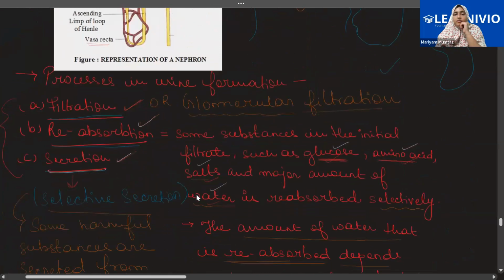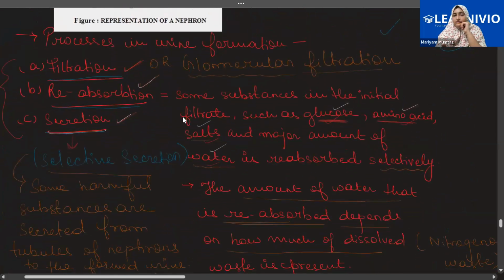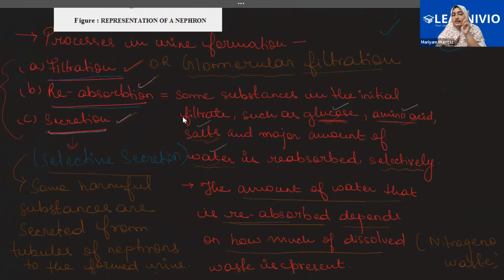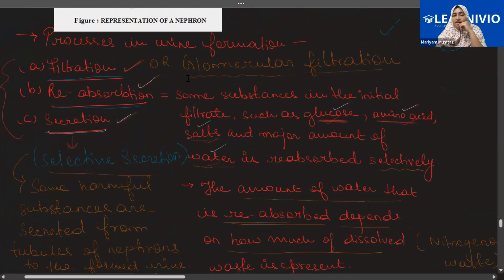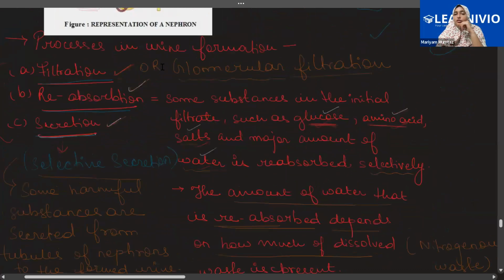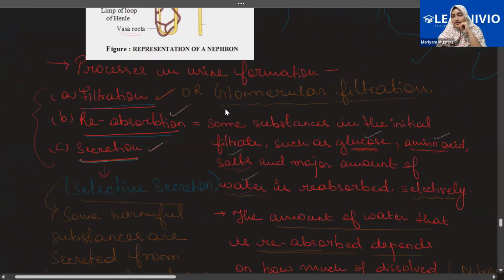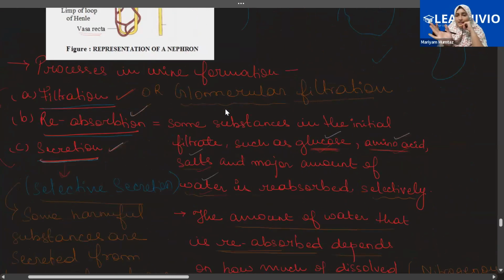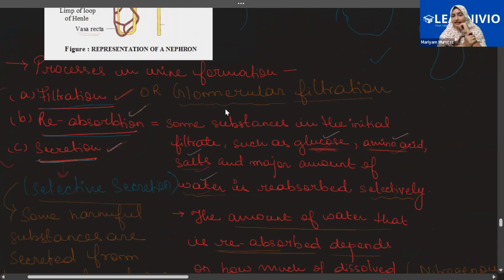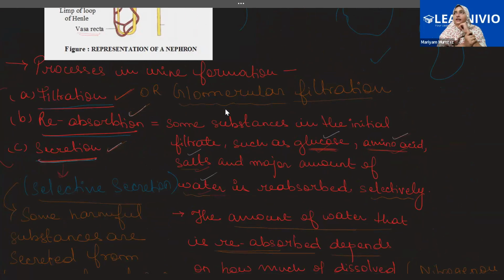Now let us see what processes take place in urine formation. Three major processes are there: filtration, reabsorption, and secretion. Filtration you can also call glomerular filtration. Filtration is basically where the blood passes through the nephron and simultaneously gets filtered, and the nitrogenous waste is collected. Then there is reabsorption.